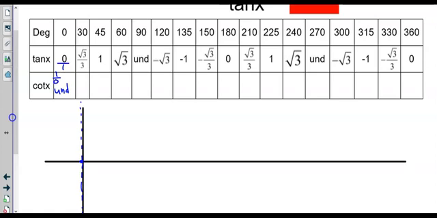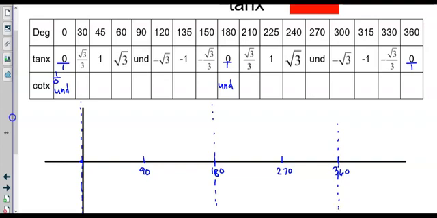Another asymptote would be at 180 degrees. So I'm going to fill that one in. 180, put 90 in here. You're going to have an asymptote there. You're going to have another one at 360 degrees. I'll put 270 in there as well. Okay, so your asymptotes are a little bit different there.